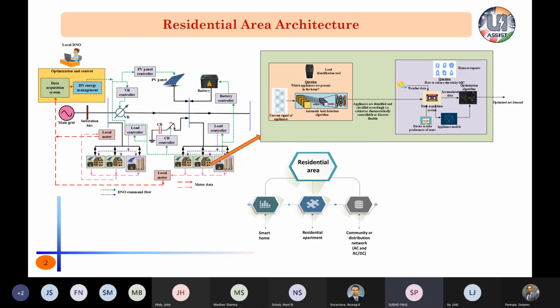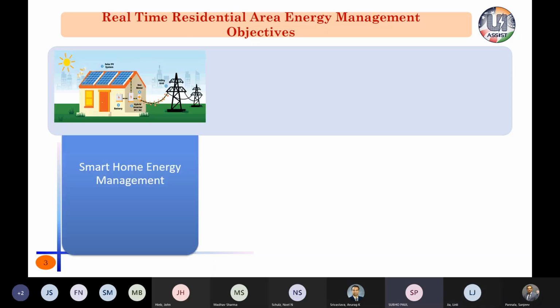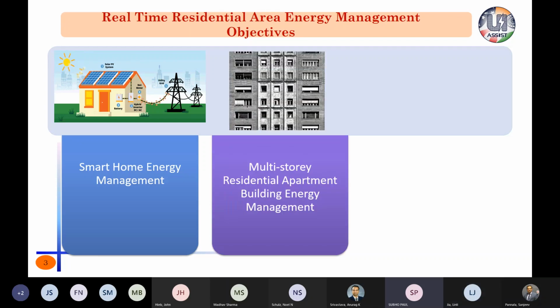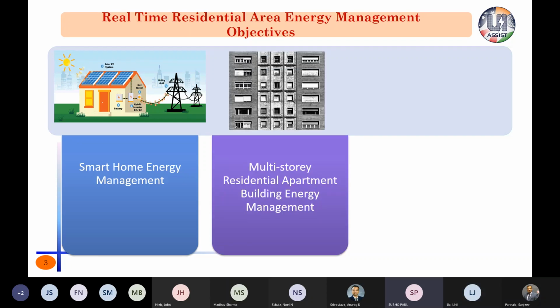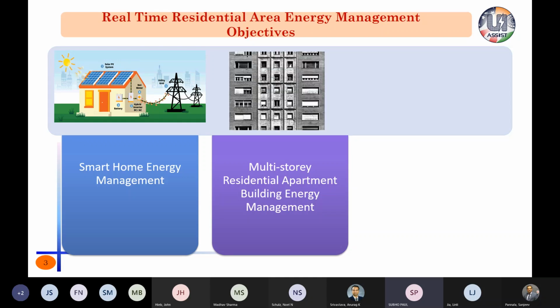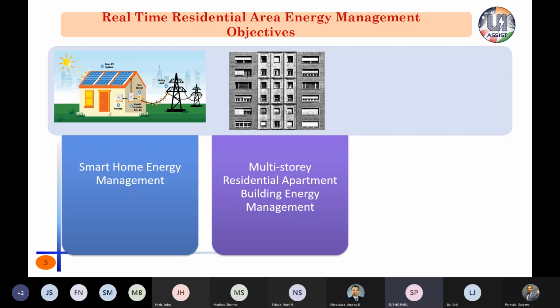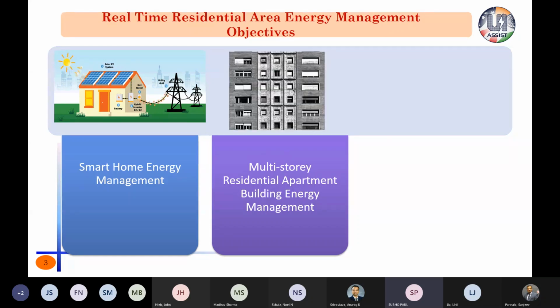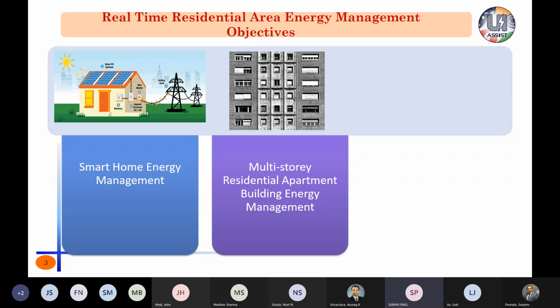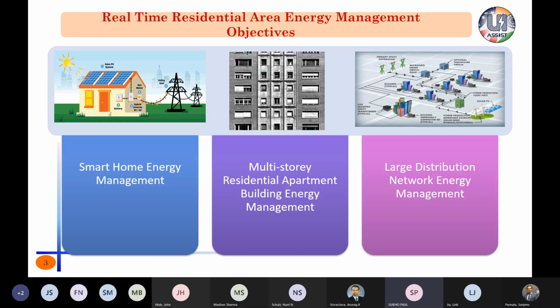Then, looking at this architecture of the overall residential area, we can identify the energy management objectives: first, for home energy management; second, for the multi-story residential apartment building, where different customers reside under one roof. Though they are different, from the utility point of view that is a cumulative demand. But due to their several non-identical natures, we cannot consider them as a cumulative load. So how do we segregate them and manage those building loads properly? And the last one, obviously, is large distribution network energy management.